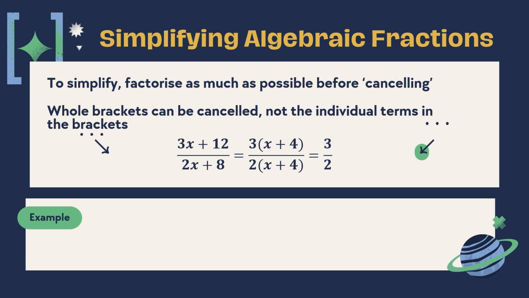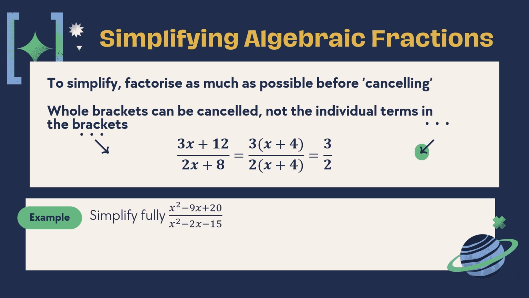For 3x plus 12, we can take out the common factor, which is 3, and the one in the brackets is x plus 4. And 2x plus 8, we can factorize too, and we have 2 times x plus 4. So we can cancel x plus 4, and we've got 3 over 2.